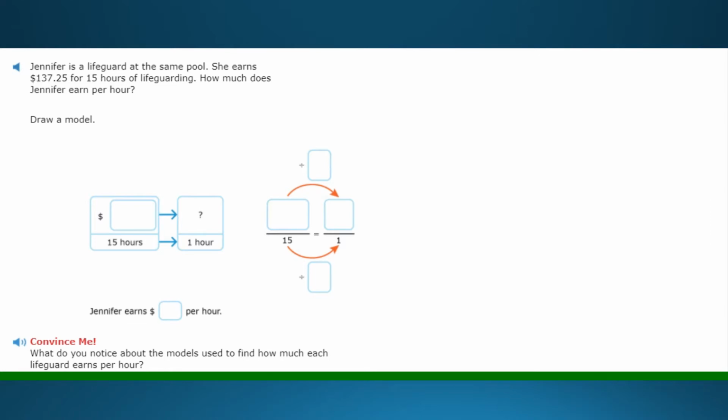Jennifer is a lifeguard at the same pool. She earns $137.25 for 15 hours of lifeguarding. How much does Jennifer earn per hour? What do you notice about the models used to find how much each lifeguard earns per hour?